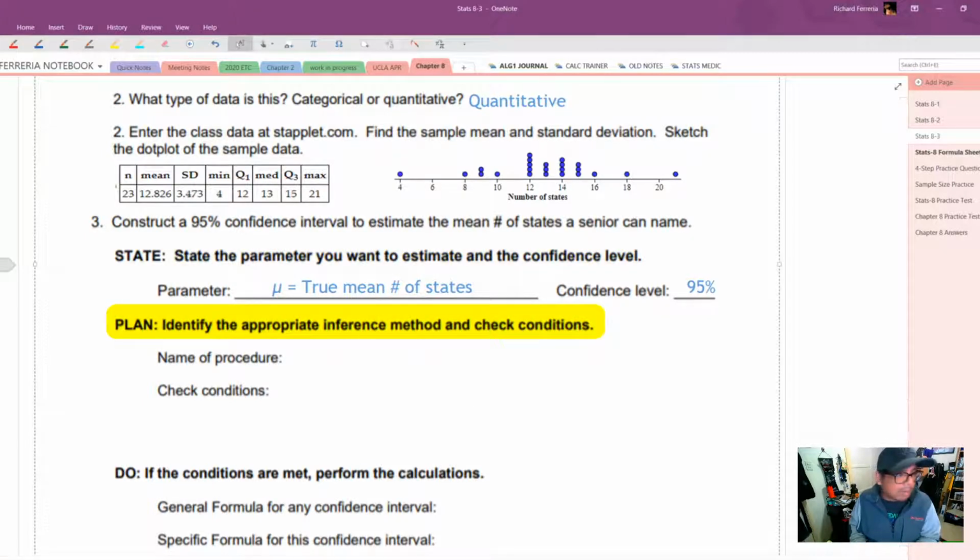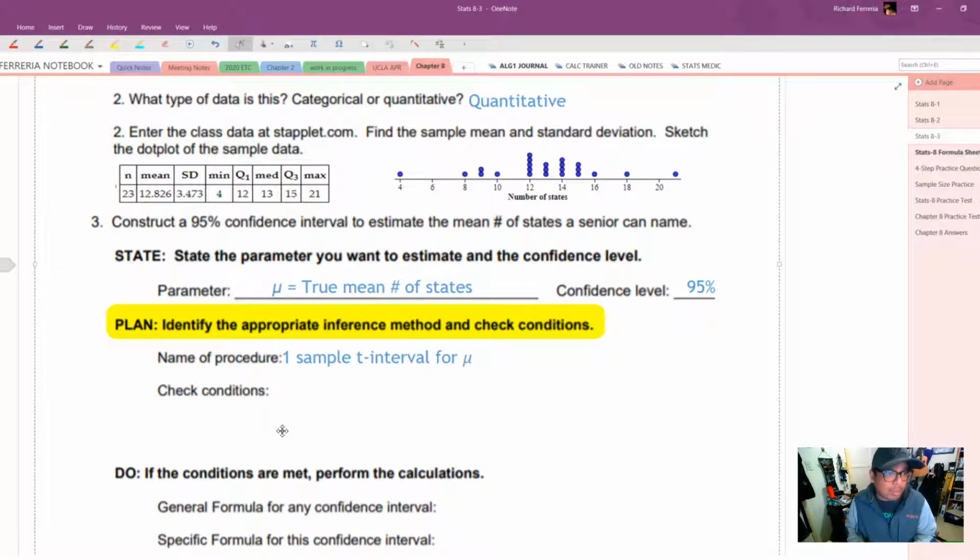In the plan part, we're supposed to put the name of the procedure. So we have only 1 sample. Because we're doing the confidence interval for a mean, it's going to be a t interval for mu. Remember, all of these names of the procedures are constructed in the same way. How many samples, what curve are you using, and then what is the parameter. So 1 sample t interval for a mean.